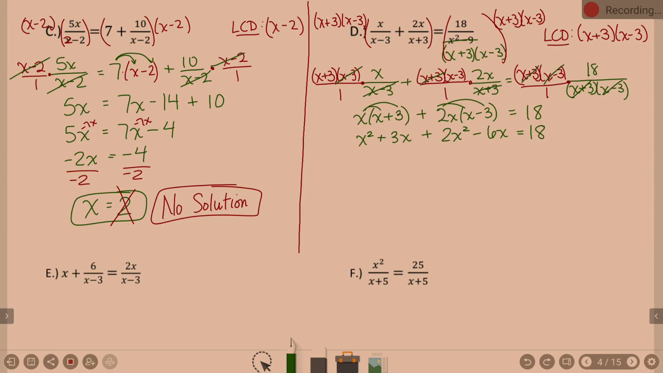Combine like terms. So 1x squared plus 2x squared is 3x squared. 3x minus 6x is minus 3x. And while I'm at it, that 18 is going to have to move over, isn't it? So subtract the 18 so I can set my equation equal to 0. Now, we're going to do this the easy way or the hard way?